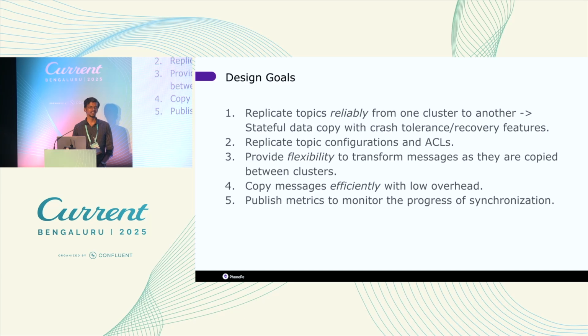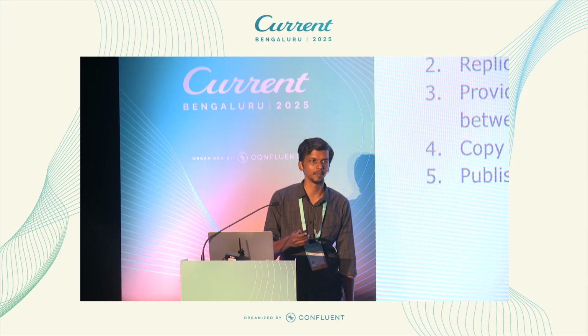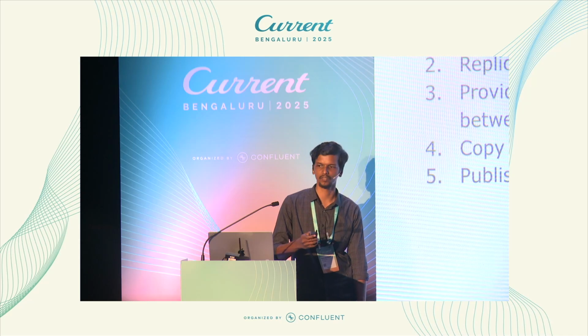It also needs to provide flexibility to transform messages. Sometimes you may have use cases wherein you don't want to copy all the messages from a source topic, or you want to make some trivial transformations. For example, if the source cluster contains JSON messages, you want to extract some part of it, or maybe even obscure it or encrypt it. Those kinds of features should be supported. And obviously messages need to be copied efficiently. So performance is very essential, because otherwise the consumers will be stale. And it needs to publish metrics for monitoring the state of synchronization.